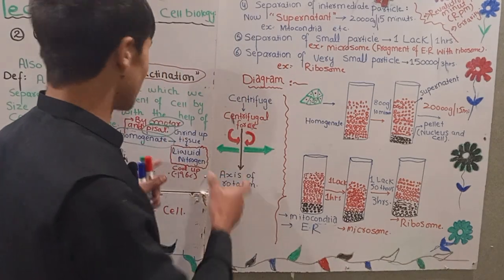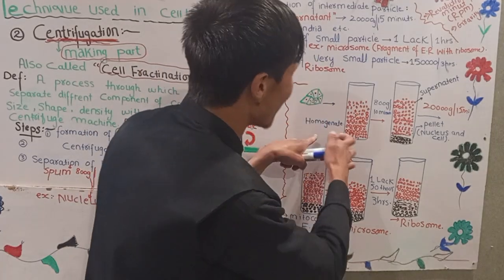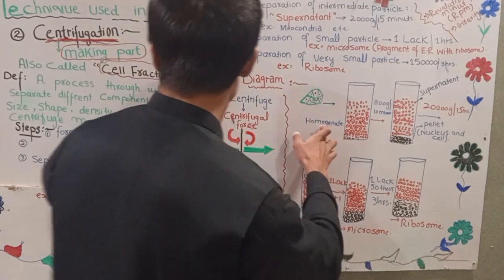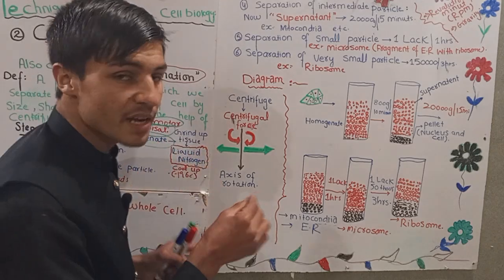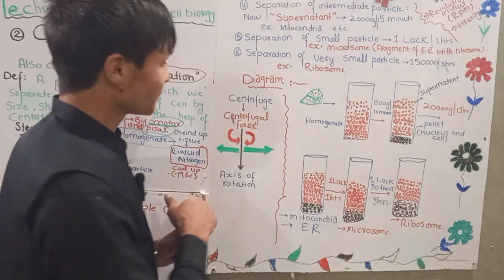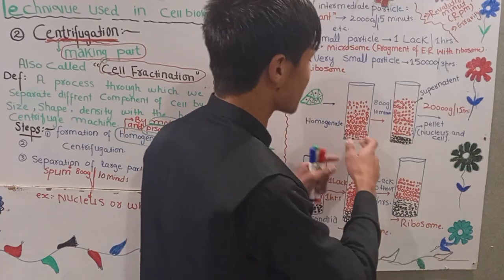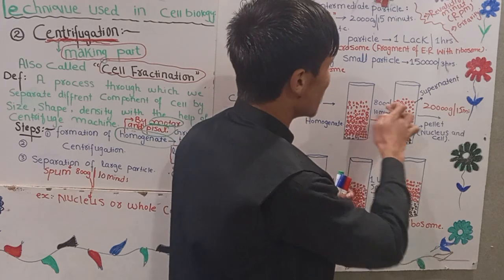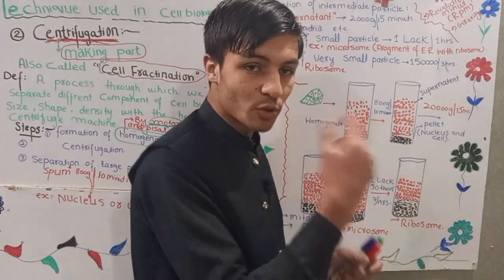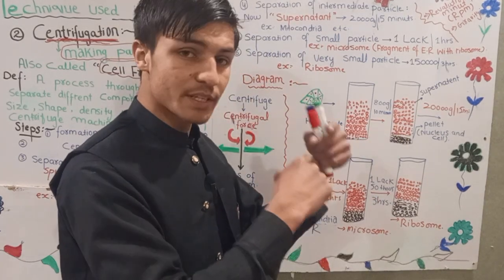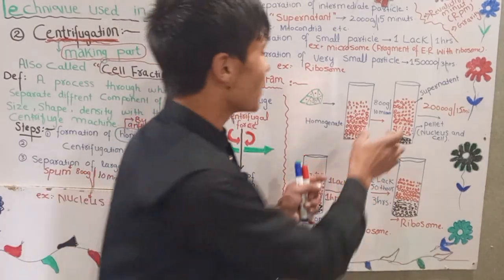Okay, let me discuss from the diagram. First of all, we take tissue, and from the tissue we make a homogenate mixture by the grinding process with the help of mortar and pestle and liquid nitrogen. We put the homogenate in a special type of apparatus, and then we give 800 gravity speed for up to 10 minutes.